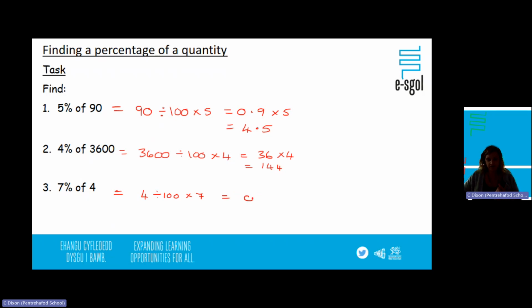So 4 divided by 100 is actually 0.04. Okay, we've moved 2 places for the digits that time. 4 7s are 28, but we need 2 digits to be after the decimal, so 0.28 there. Okay, so that's the end of that task.